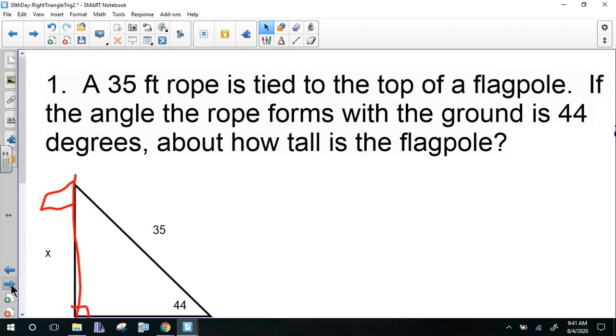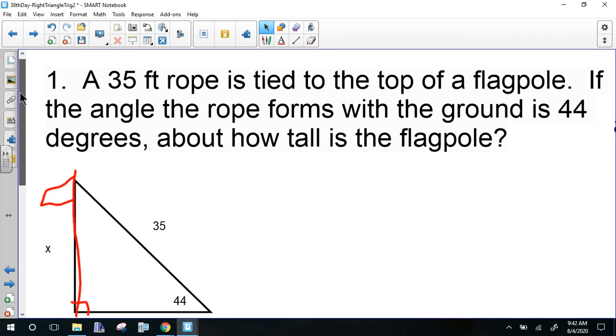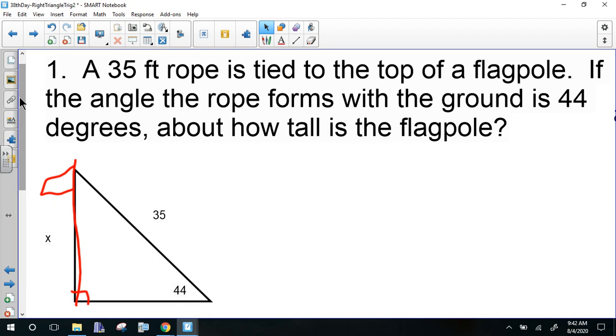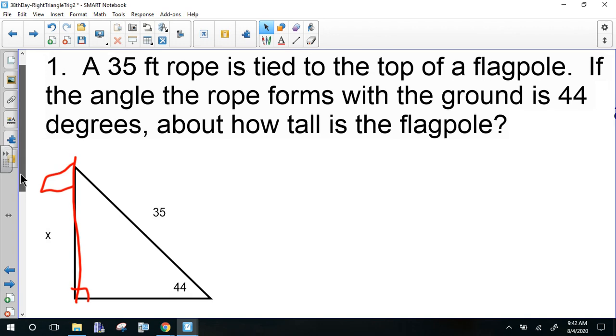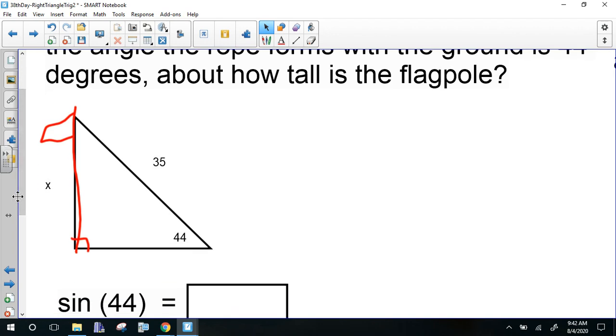Okay, here's the type of real world problems you'll run into. We have a 35-foot rope that's tied to the top of a flagpole. If the angle the rope forms with the ground is 44 degrees, about how tall is the flagpole? Well, we're looking for the height of the flagpole, which you hope is perpendicular. Here's the angle of the ground, flagpole to the ground, 44 degrees, and the rope is 35 feet long.